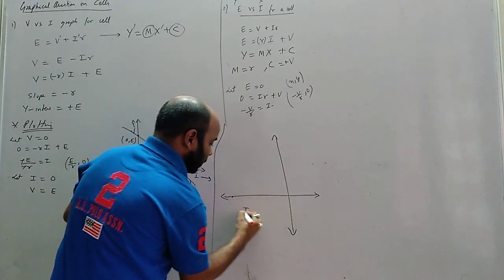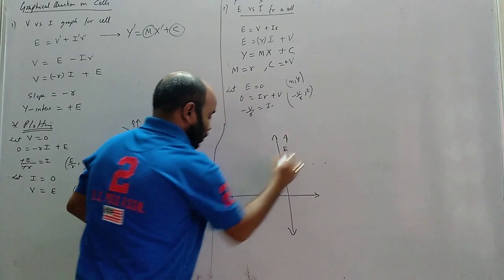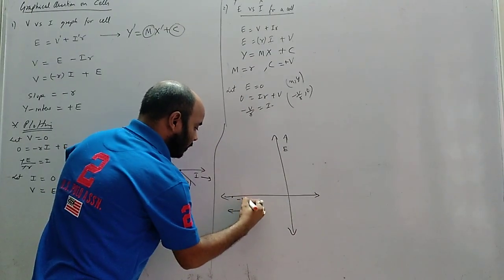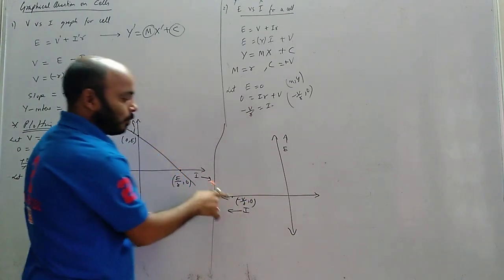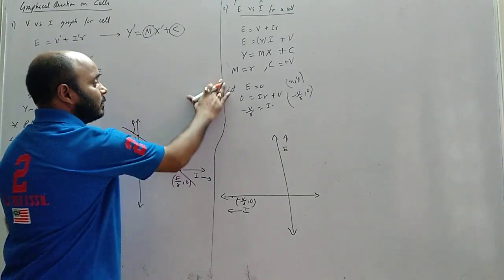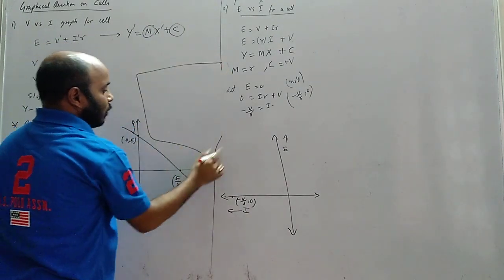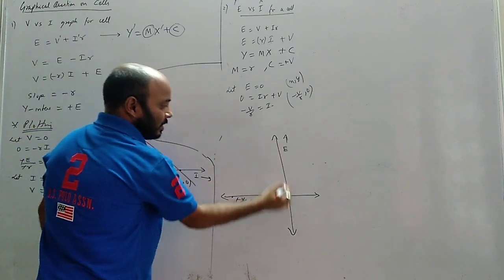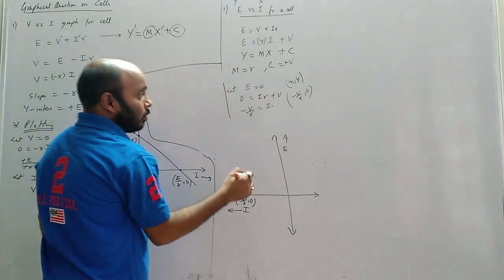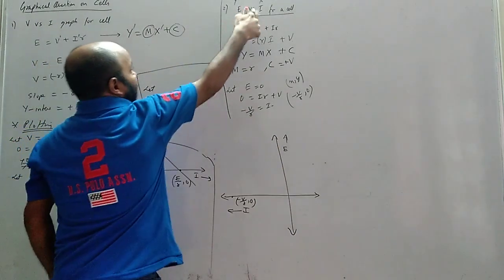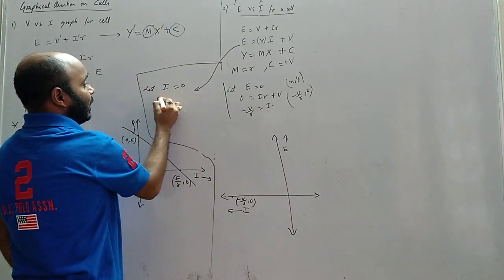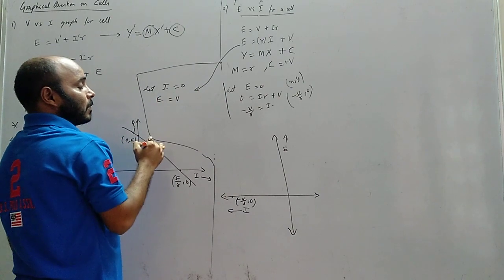This is your I and this is your E. So the point we got is minus V by R comma 0. You know how to plot a point. Now I am interested in calculating the y-coordinate. I need a point on the y-axis. Along the y-axis, x is 0. So make I 0 in this expression. What will you get? E equals V.